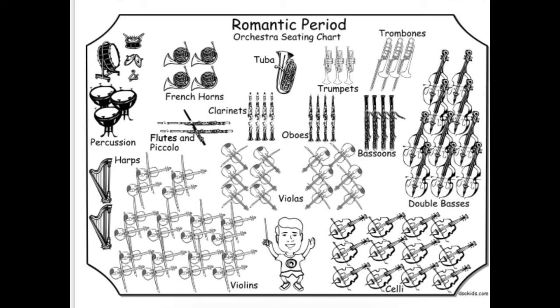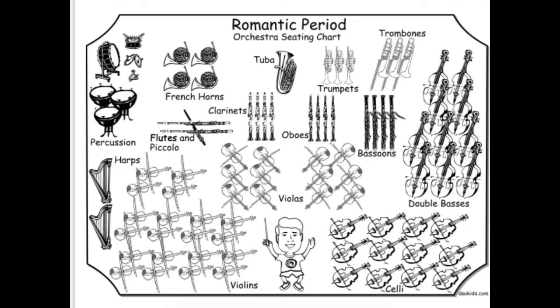Now, if you look at the back, or actually let's look at the middle part right there where the woodwinds are, the flutes and the piccolo, the clarinets, the oboes, and the bassoon. So you see the clarinets added. Now, clarinets were sometimes in the orchestra for the classical period, but typically not. So those are the woodwinds family.